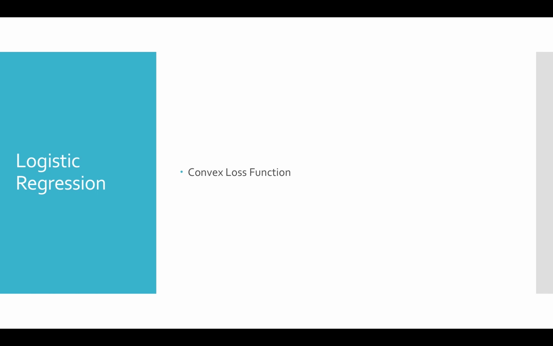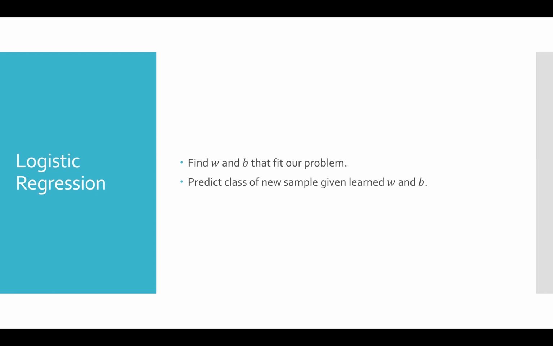With logistic regression, we're using that particular cross-entropy loss, and that loss function is actually convex, which means we can always find the minimum in that case, which is great. So what did we learn? Logistic regression is a classifier that's built on some set of weights and a bias, and we fit those weights and bias to our problem using stochastic gradient descent and cross-entropy loss, and we use those W and B that we've learned to predict the class for a new sample, okay? That's it for logistic regression.